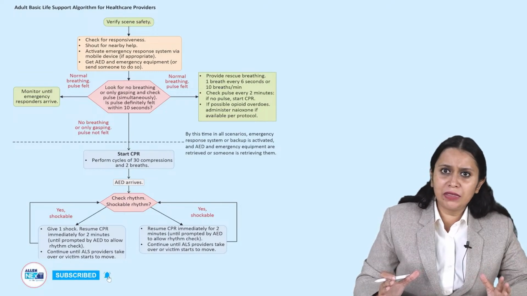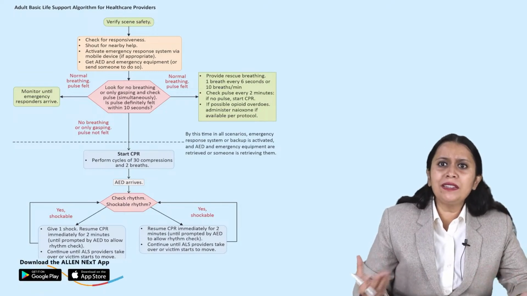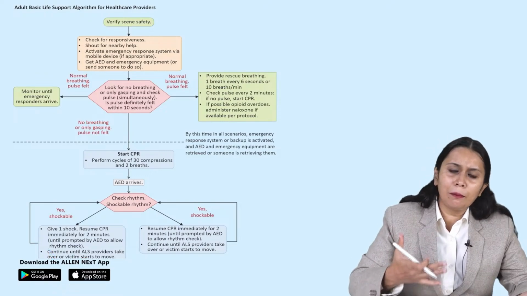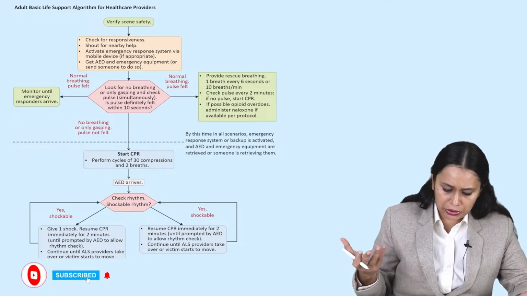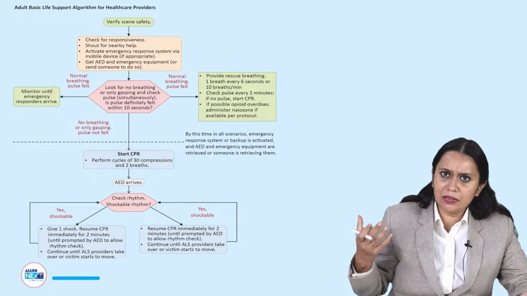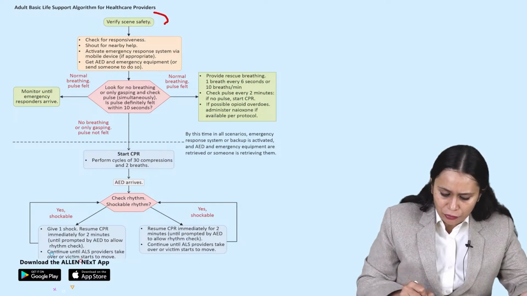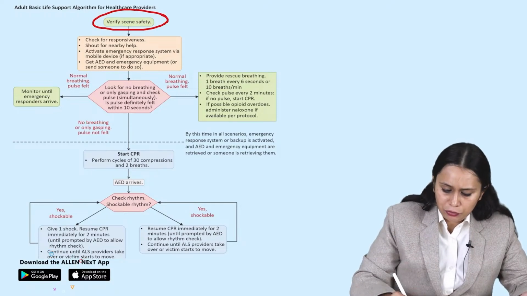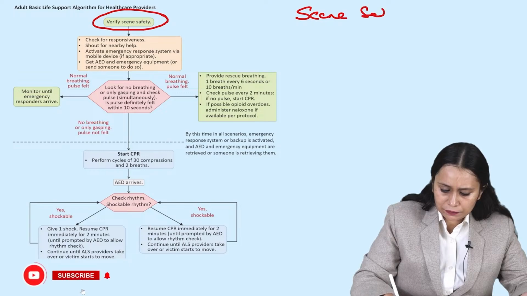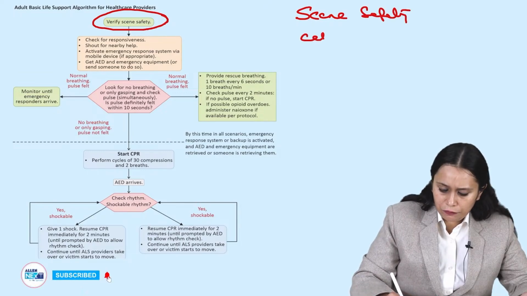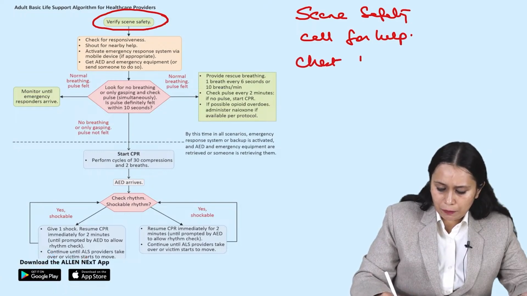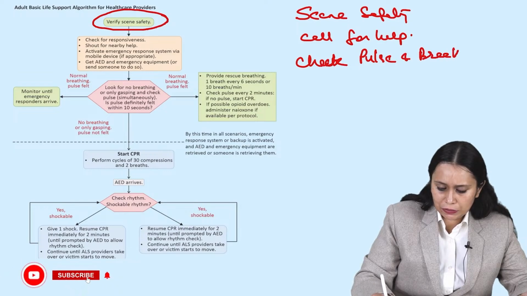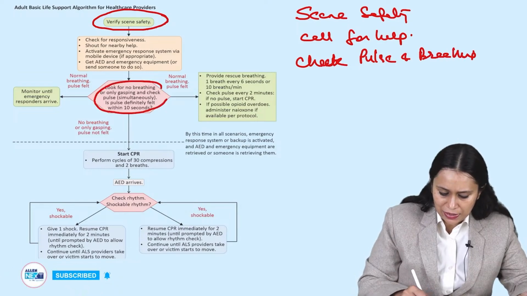If you see this chart, this is a very important chart for the exam. I would say there is always an expected question from this chart. This is the basic life support management, BLS chart of AHA, the American Heart Association. So what does this chart say? When you find someone unresponsive, you check scene safety, then call for help, and then you check pulse and breathing.